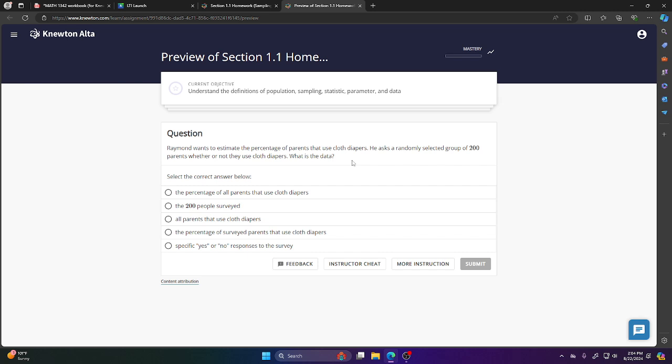The percentage of all parents that use cloth diapers. 200 people surveyed. I think that's like the sample, isn't it? All parents that use cloth diapers, the percentage of surveyed parents that use cloth diapers, or specific yes, no's. What's the data? What would you actually have a collection of that you have to start looking at? Ooh, I like it. Lots of different answers. I'm going to say this guy.